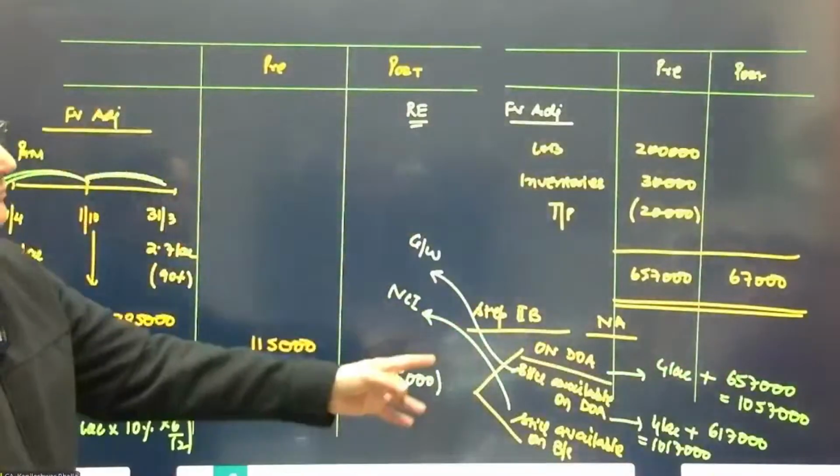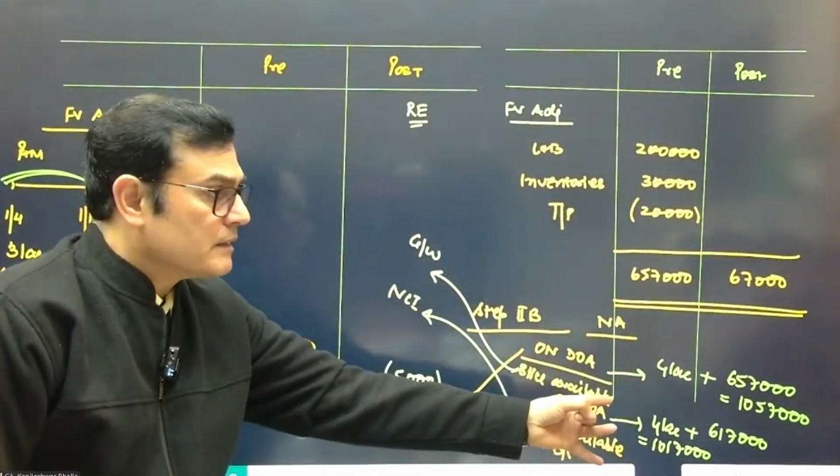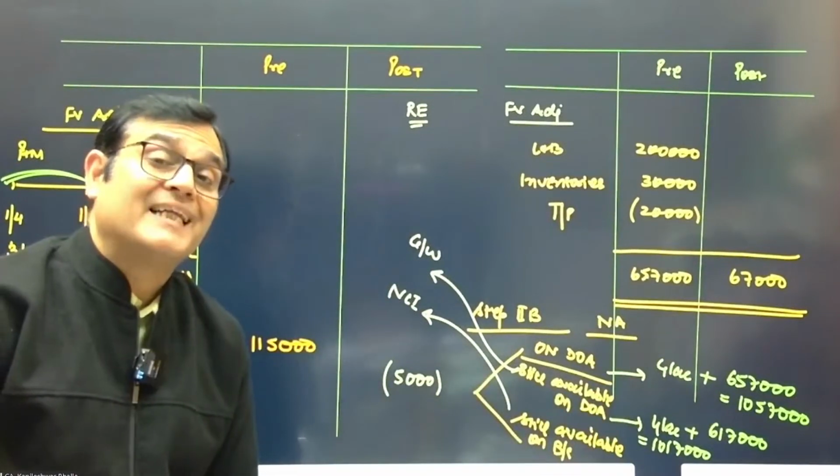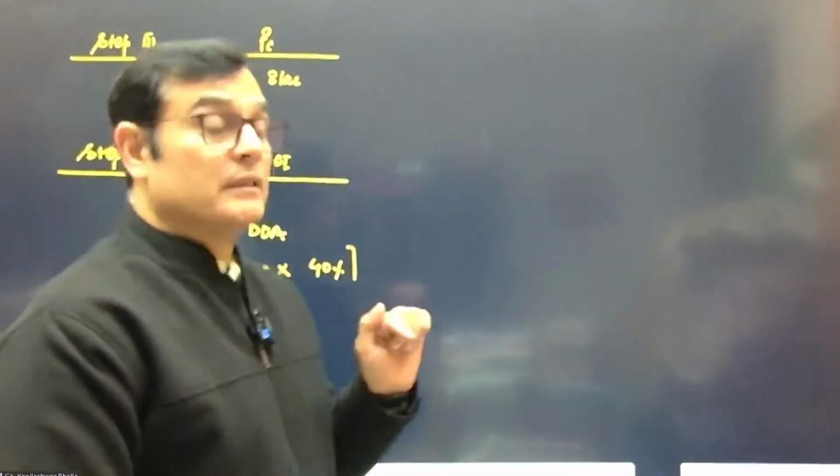Now be careful as you calculate the NCI. In terms of NCI now, I need the NCI on date of acquisition. What is the figure which you are going to consider now? 1057 or 1017, still available on acquisition date or still available on the balance sheet date? 10 lakh 17,000. And what is the NCI? I think 40%, because 60% belongs to the parent. That's right. You gave me 1057. No. You need to consider 1017 out here. NCI is being computed on date of acquisition, but it is for the purpose of balance sheet. So we need to consider what is still available on balance sheet date.